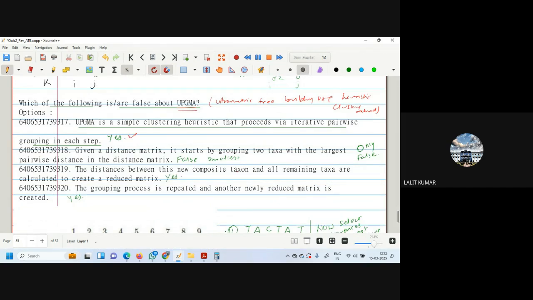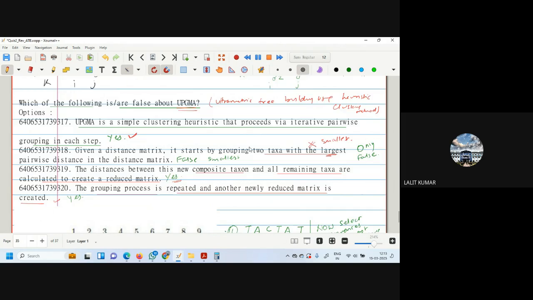In each case, it is true. Given a distance matrix, it starts by grouping 2 taxa with the largest. This is false. It starts with the smallest. The distances between this new composite taxon and all remaining taxa are calculated to create a reduced matrix, which is true. We have seen just now. And the grouping process is repeated and another newly reduced matrix is created. This is also true. So only the false statement is this one, that it does not start with the largest. Concept is understood by everyone?